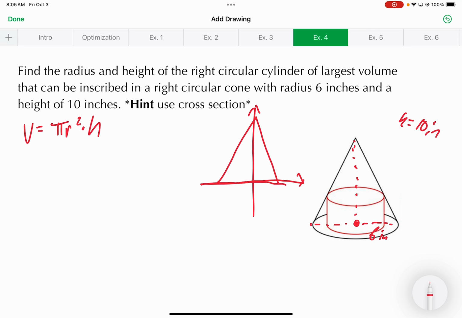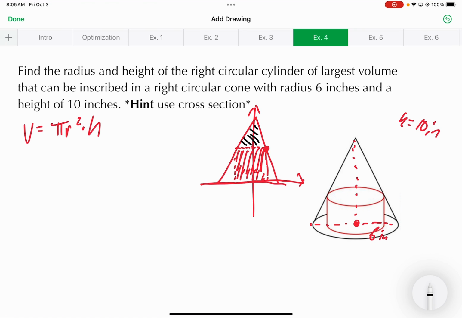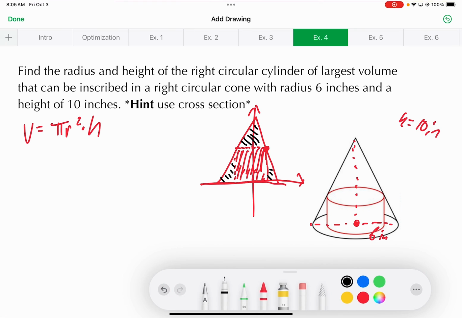All right. So we've got that's like the cross section of our cone. And then we would have our cylinder that's inside of it as well, kind of here. So say this is our cylinder here, and then our cone would be the rest of it.